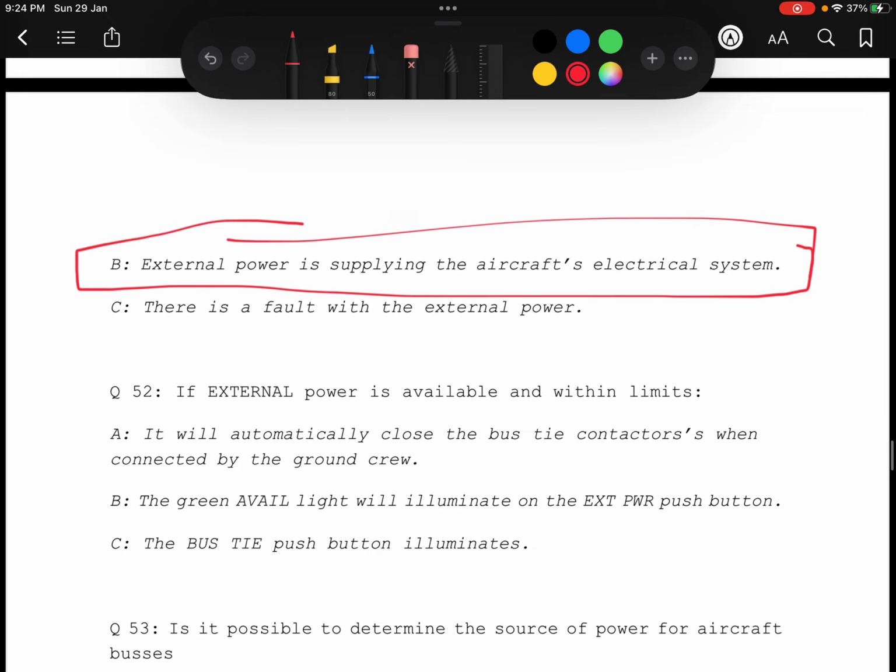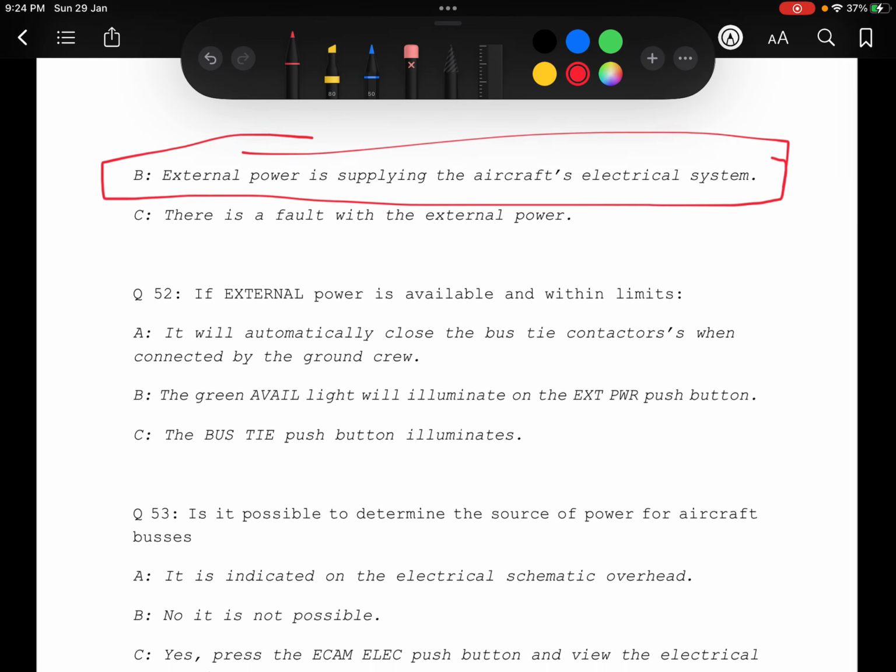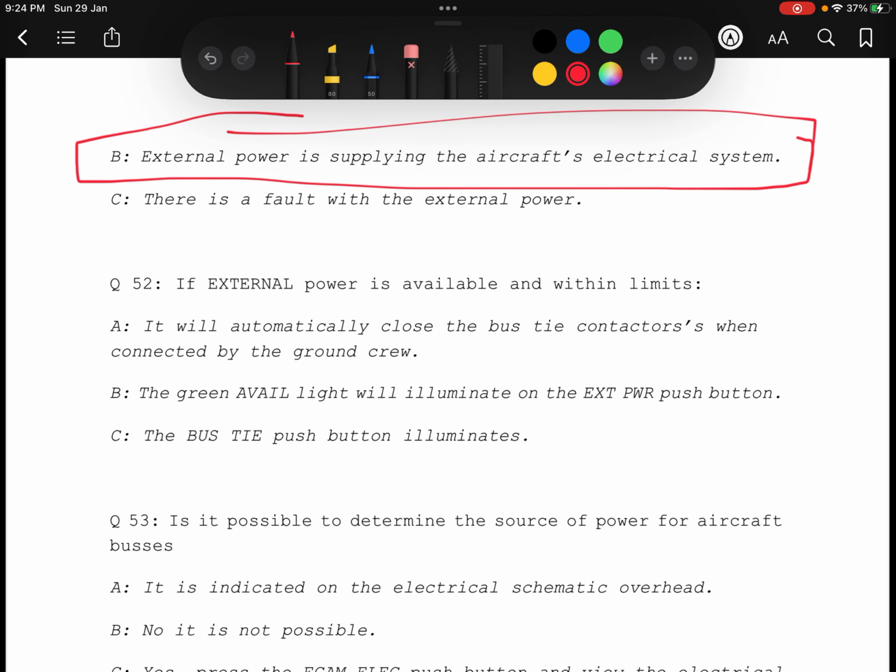And here comes the 52 question. If external power is available and within limits, there will definitely be a green available light on the external power push button. So option B.